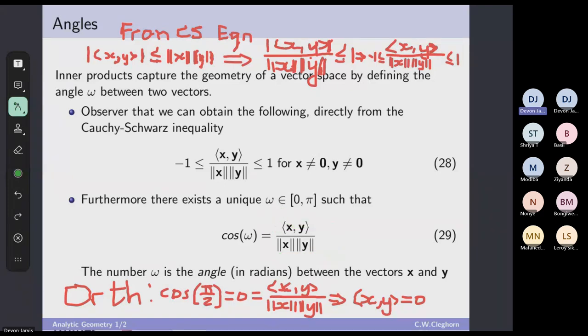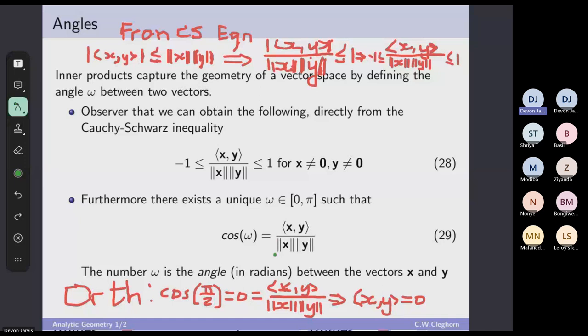So the number omega is the angle in radians between the vector x and y. So what is this, at least intuitively, saying? It's saying: what is the distance or the difference between x and y if I don't care about their length? So this is what normalizing by x and normalizing by y is doing.